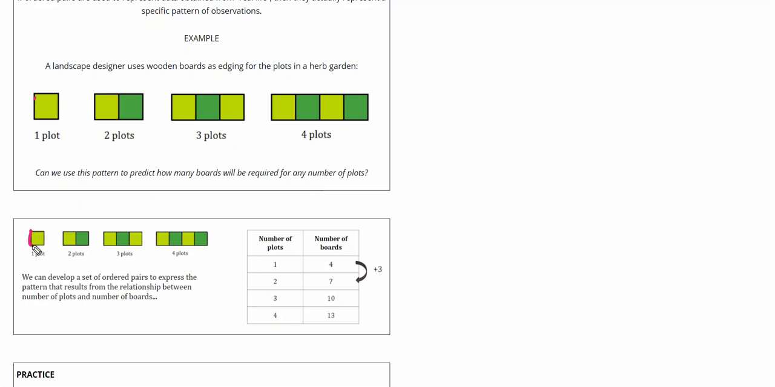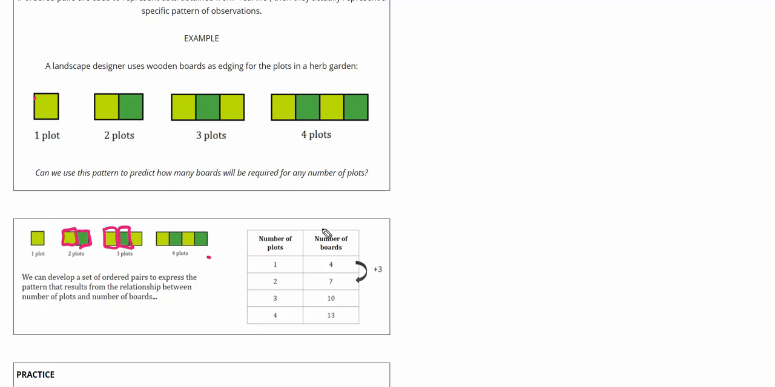If you look at plot number 1, like I said above, there's 4, right? There's 4 sides to that square. So you'd start off by saying there's 4, right? There's going to be 4 for the first plot. The second plot, there's going to be those 4 and then 3 more, right? So there's going to be 7.